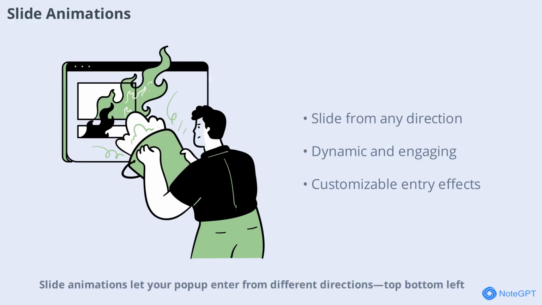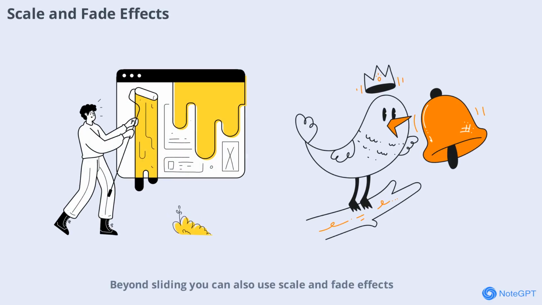Slide animations let your pop-up enter from different directions: top, bottom, left, or right. For example, slide top makes the pop-up drop in from above, while slide bottom brings it up from below. These dynamic movements can help your pop-up stand out and feel more interactive, making it more likely to catch the user's eye. Beyond sliding, you can also use scale and fade effects.